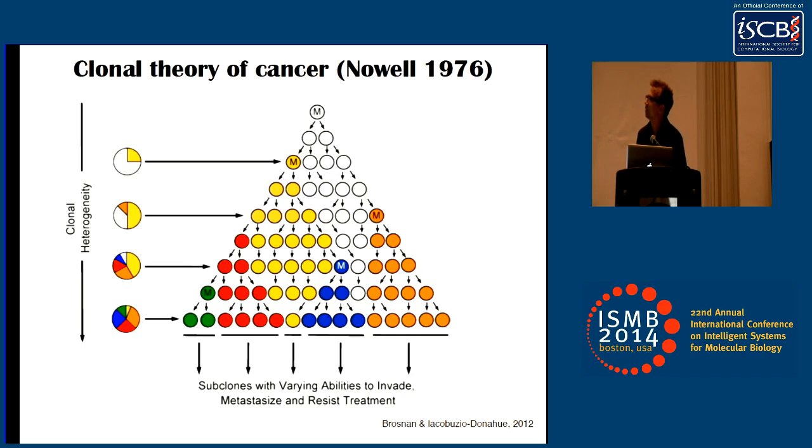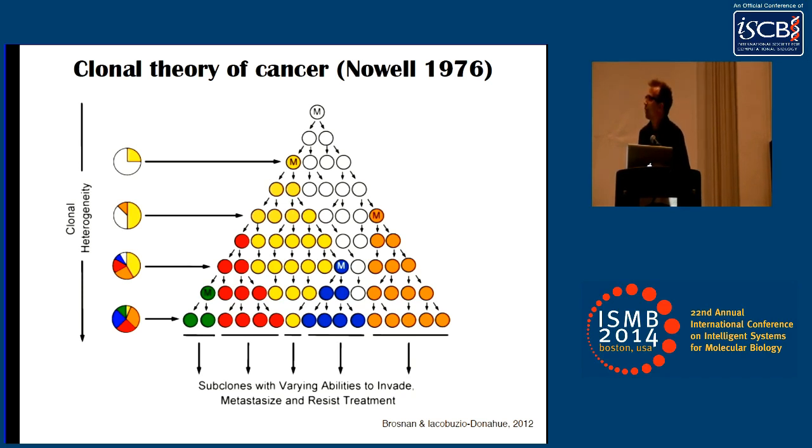And as time goes on, you build up more and more genetically distinct subpopulations within the tumor. And at some point, when you take a sample of the tumor, what you're getting is a sample of all these genetically distinct populations that are in the midst of evolving against your body and against each other.